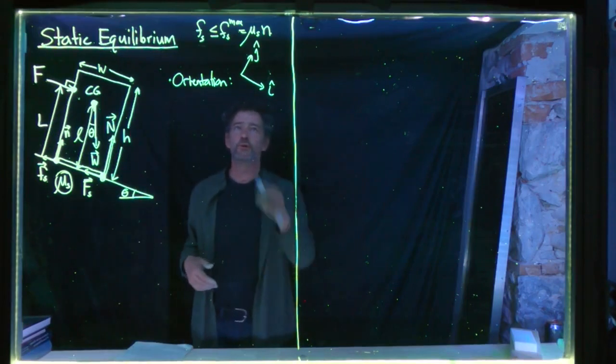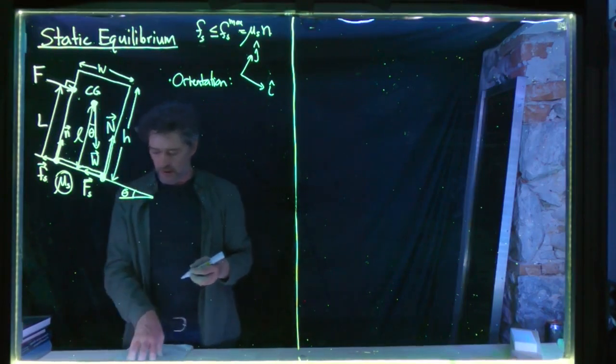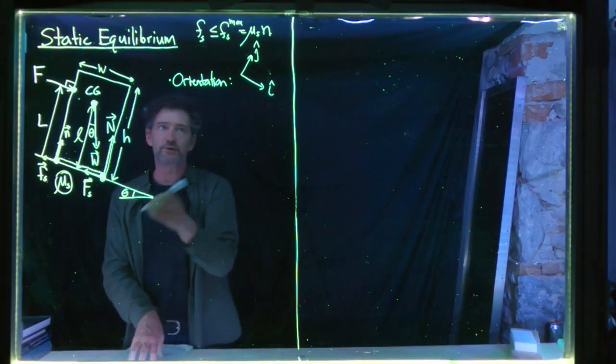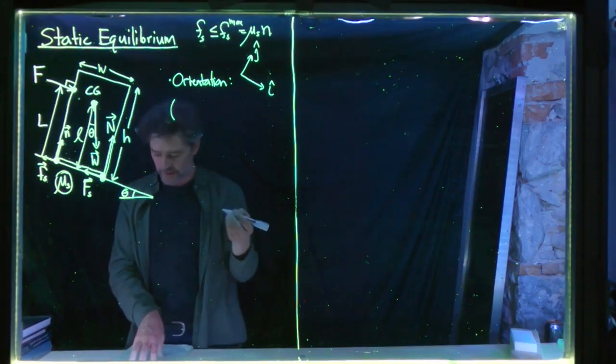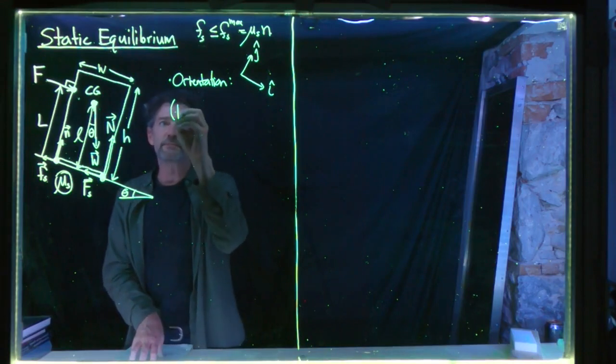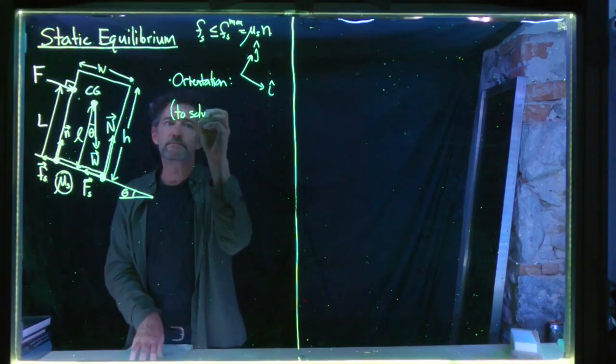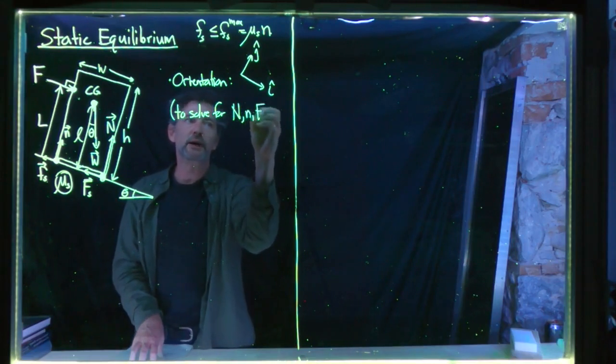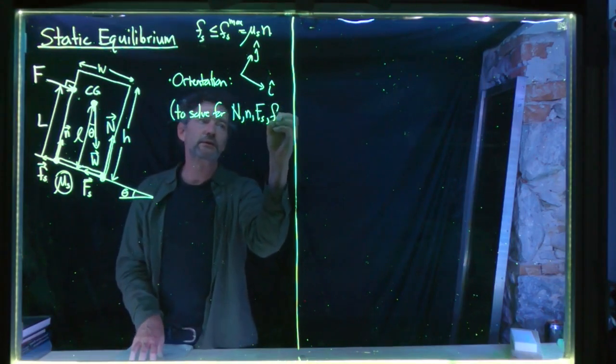Okay, and so by choosing the orientation this way, the I hat equation will contain the Fs only, and the J hat equation will contain the Ns only. Okay, and so this is to solve for the normals, capital N, little n, and the frictions, capital Fs and little fs.